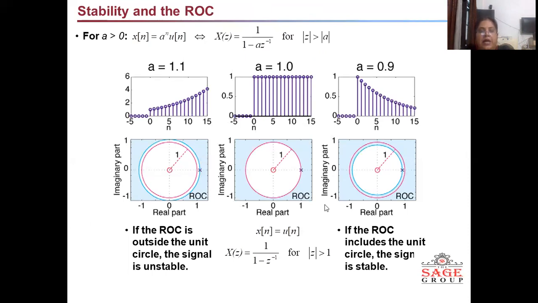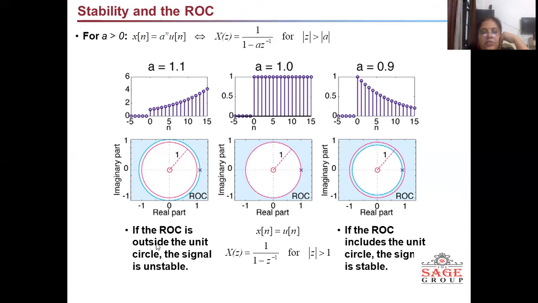Now, with the help of the ROC, we will discuss stability by taking different examples. Here we have found the ROC region for different values of a. We have taken the value of a greater than 1, equal to 1, and less than 1. Greater than 1 gives a rising pulse, and less than 1 gives an exponentially decaying pulse. For the different values of a, we have plotted the different ROC for the given signals.